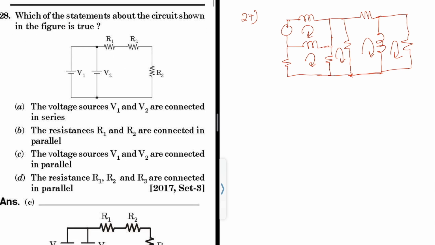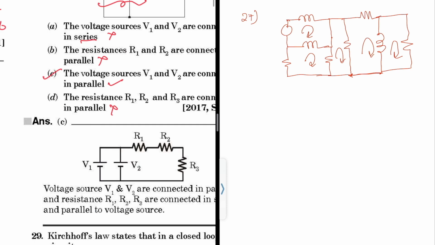Now which of the following statements about the circuit is true? If you see, these three are in series, and these two are in parallel. So "the voltage sources are in series" is wrong. "The resistances R1 and R2 are connected in parallel" is wrong, because it is in series, right? So the voltage V1 and V2 are connected in parallel, right? "The resistances R1, R2, R3 are connected in parallel" is wrong. So option C is the answer.